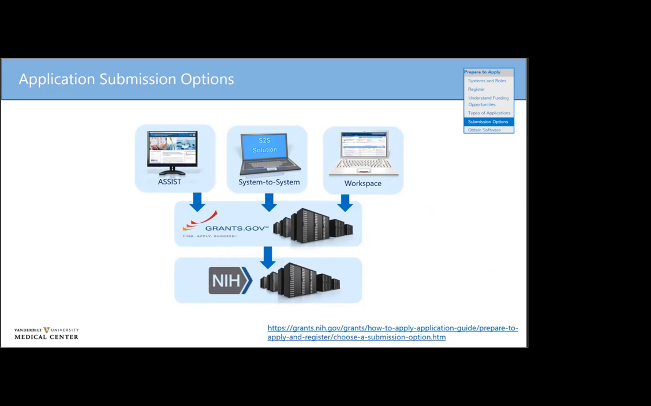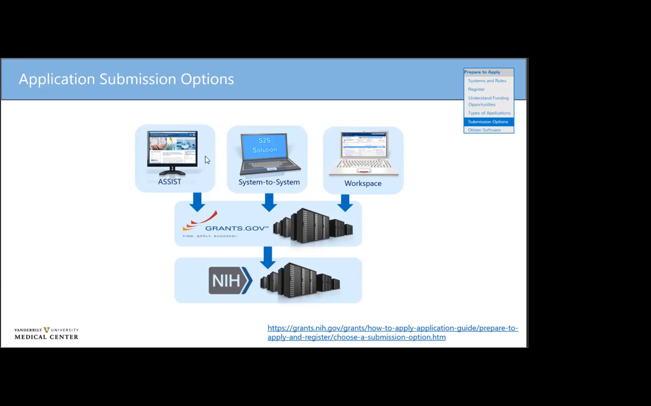So those 3 options are Assist, system-to-system solutions, and Workspace. I would say the majority of grants are submitted through Assist and a system-to-system solution. Assist is very user-friendly. I love that as a platform, and I would highly recommend working with Assist. We at Vanderbilt use a system-to-system solution. It's a software that's developed by Vanderbilt, but you don't need to know too much about that if that's not an option for your organization.